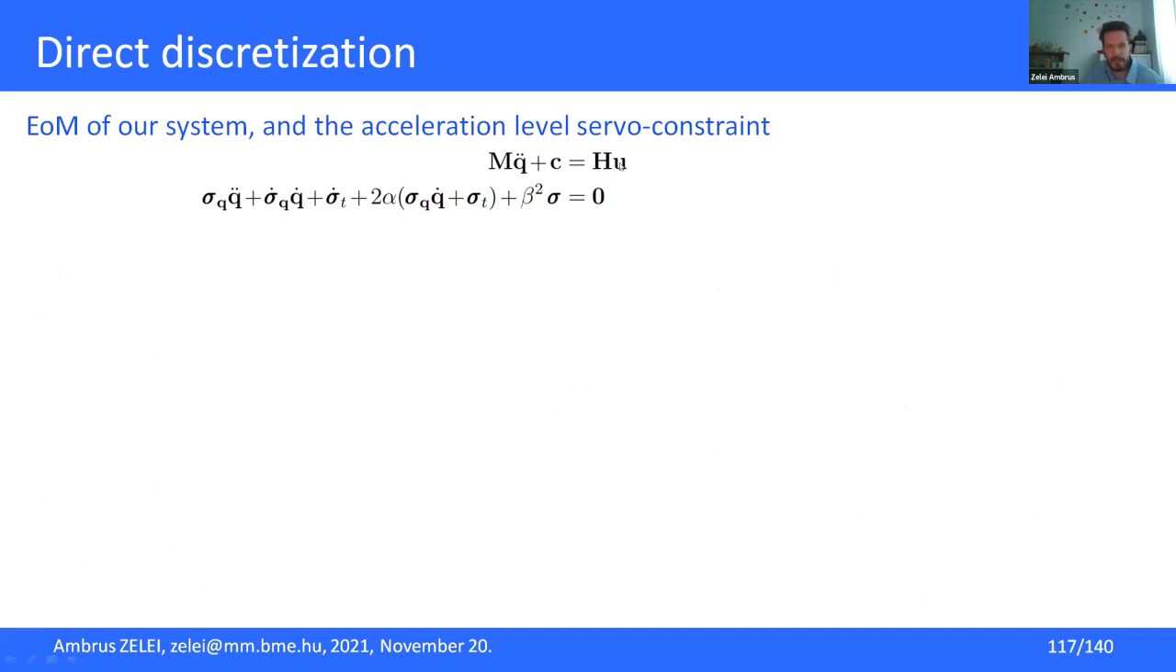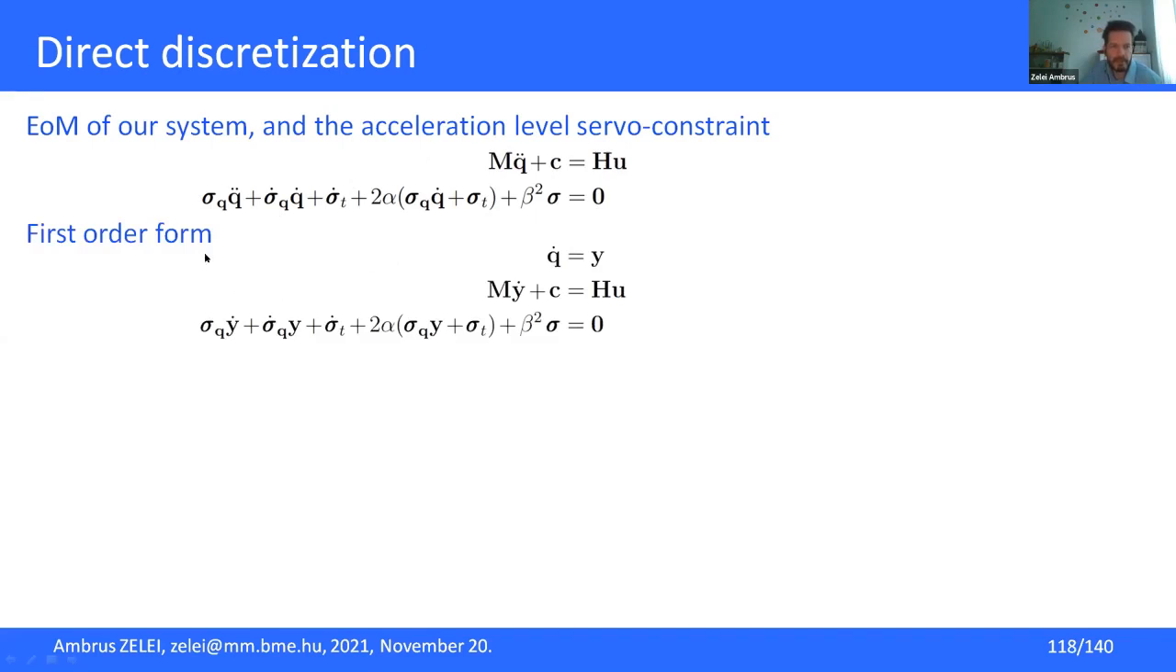And what was our problem? Again, this is the same. This is the dynamic equation where H is not invertible, but we would like to compute U. And this is the servo constraint equation at the acceleration level, extended by the Baumgarte term. We already have seen this equation, and we would like to solve this equation set for q double dot and U.